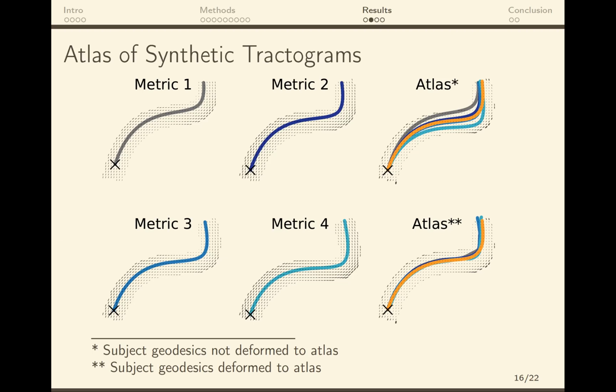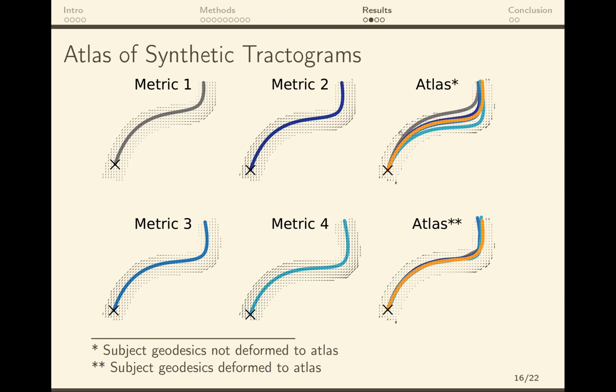Here's an example atlas of these synthetic tractograms. On the left, we have 4 sample metrics. We compute an atlas from the 4 metrics. Over here on the top, we plot that atlas and we plot the tractograms from the individual subjects directly overlaid without deformation. We do this because the way that the data has been generated, we expect that the atlas geodesic will lie in the center of the 4 sample metrics. And we see that it does.